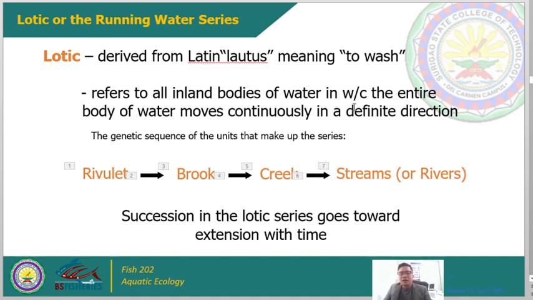So the lower it gets from the watersheds, from the high mountains, the wider the lotic environment will be. So from rivulet, which is basically a very narrow body of water, down to the brooks, down to the creeks, down to the streams, and forming into rivers when the streams combine with the other streams. So this is the succession of the Lotic series, which goes along with extension. Extension with time. Okay? So the older it is, the bigger it is. So basically this is the context of the Lotic environment with regards to succession.